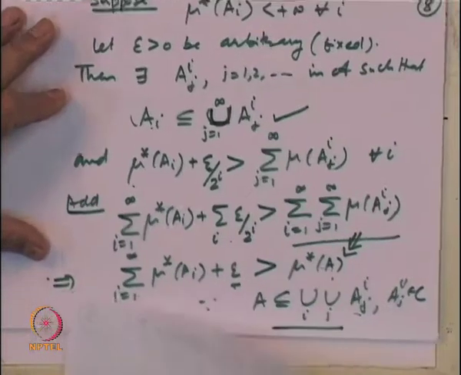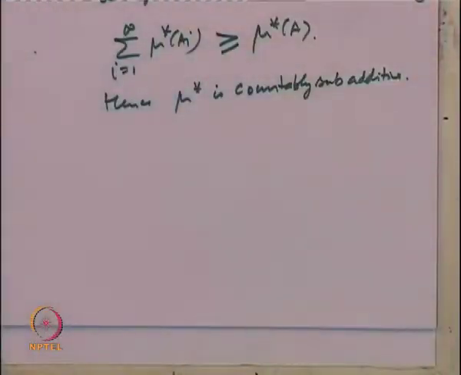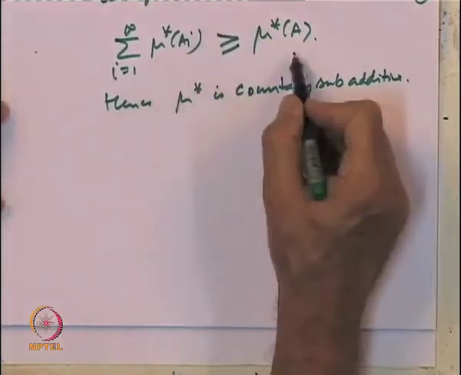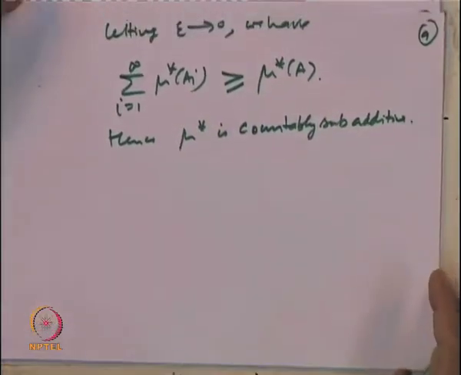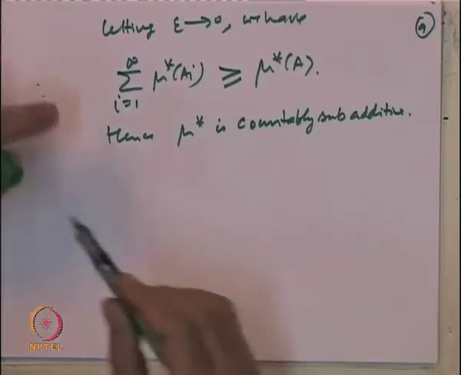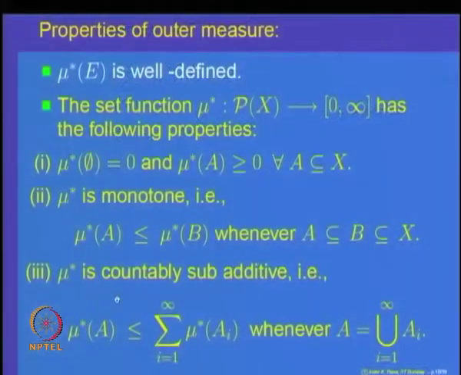And once that is done, that means that we have got, and let epsilon go to 0. So, you get this quantity. So, that says that mu star is countably sub-additive. So, we have proved this property that mu star is countably sub-additive.